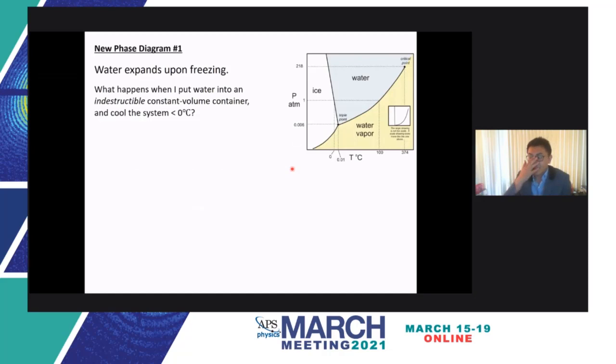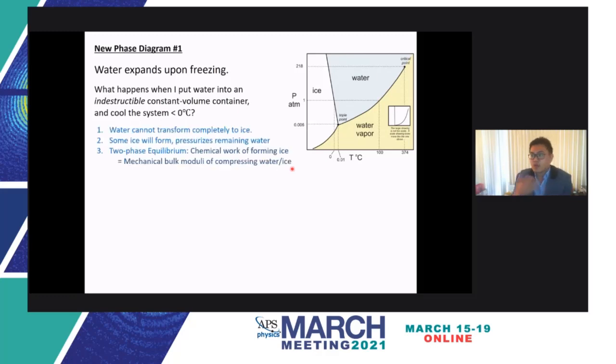So here's the first phase diagram that I'm talking about. We all know that water expands upon freezing, right? So what happens if I put water in an indestructible constant volume container and I bring the system below 0 degrees C? What should happen? Well, water's going to try to turn into ice, but it can't expand, right? Because there's a constant volume container. And if I look at the pressure-temperature phase diagram, it's really not very helpful because I don't know what pressure the system's going to be at the end, right?